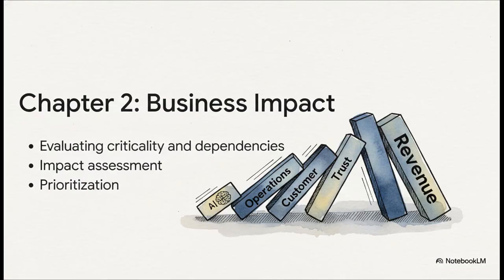Building on that, Chapter 2 made us get brutally practical. It's one thing to know what can break. It's another to figure out what it actually costs the business when it does. This business impact analysis for AI was all about moving beyond the technical jargon to actual dollars and cents. That way you can have real, informed conversations with leadership and prioritize what you need to protect first.